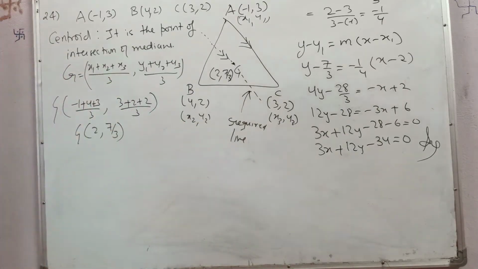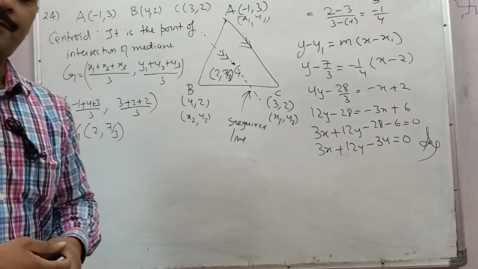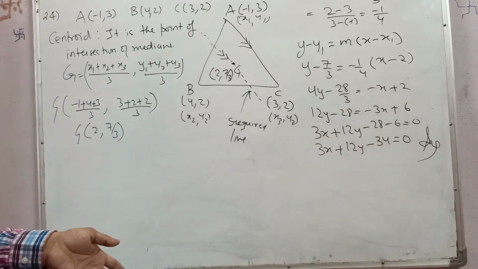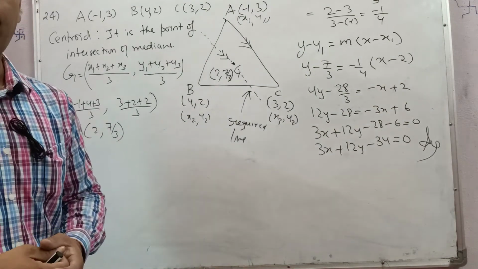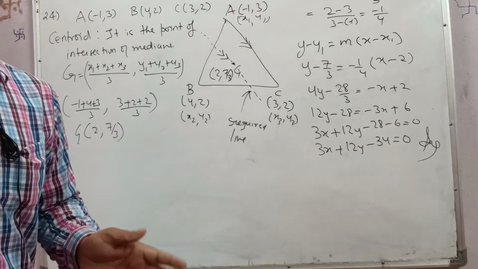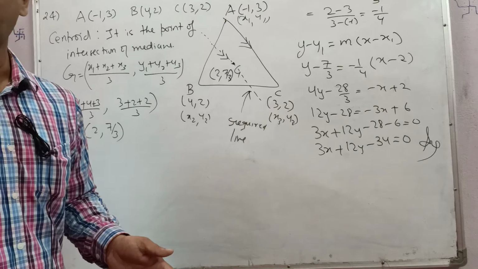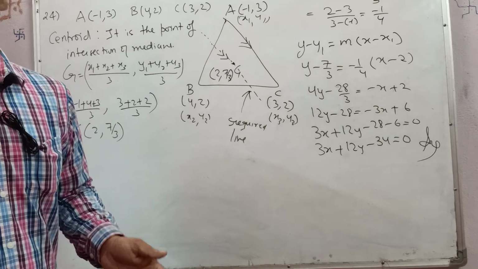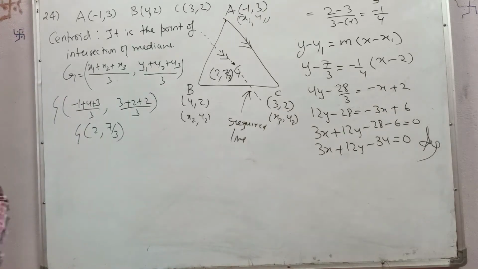Now, to find the slope, two conditions are very important: if the lines are parallel to one another, then their slopes are equal, and if the lines are perpendicular to one another, then the product of their slopes is equal to minus 1. Then you know the forms.